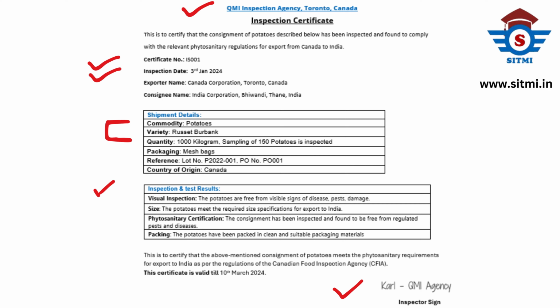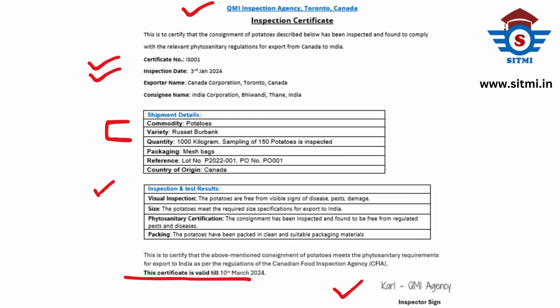The ninth point is authorized signatures. The inspection certificate is typically signed and dated by authorized personnel or inspectors who conducted the inspection. Their signatures signify that the inspection was performed in accordance with established procedures and that the information provided is accurate and reliable.